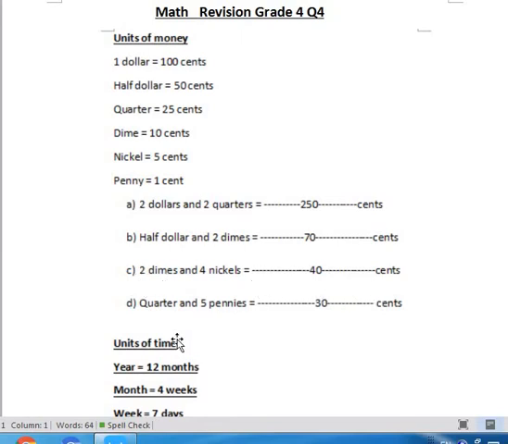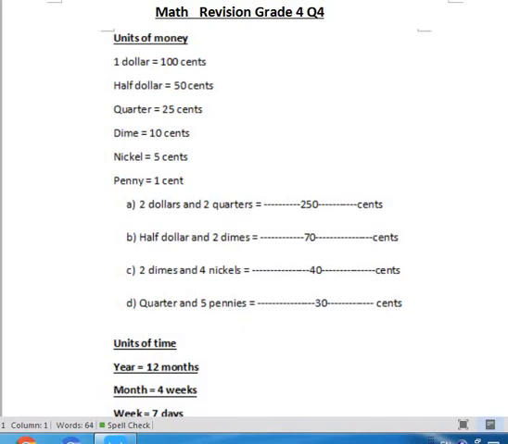Bravo. After this, the next question, quarter and 5 pennies. Quarter is 25 and 5 pennies, 1 penny equals 1 cent. So I have 25 plus 5 equals 30. Bravo, equals 30 cents. That's it for the money.